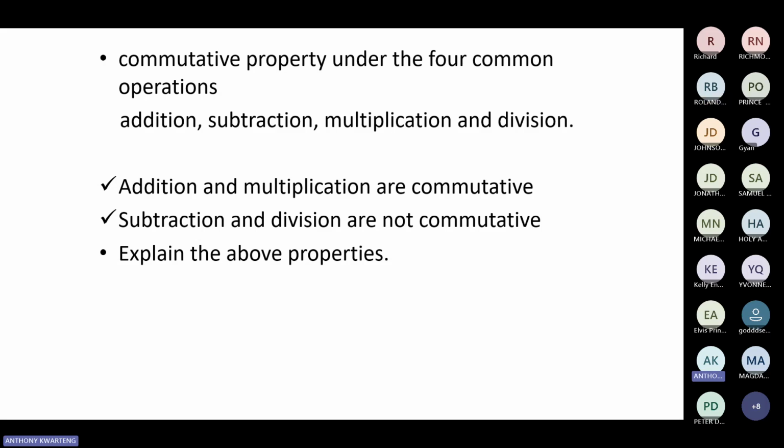So let's wrap up what we have just done. I was asking, 5 times 10 is what? 5 times 10 is 50, and 10 times 5 is also 50. Therefore, multiplication is commutative, but division is not. Are you okay?